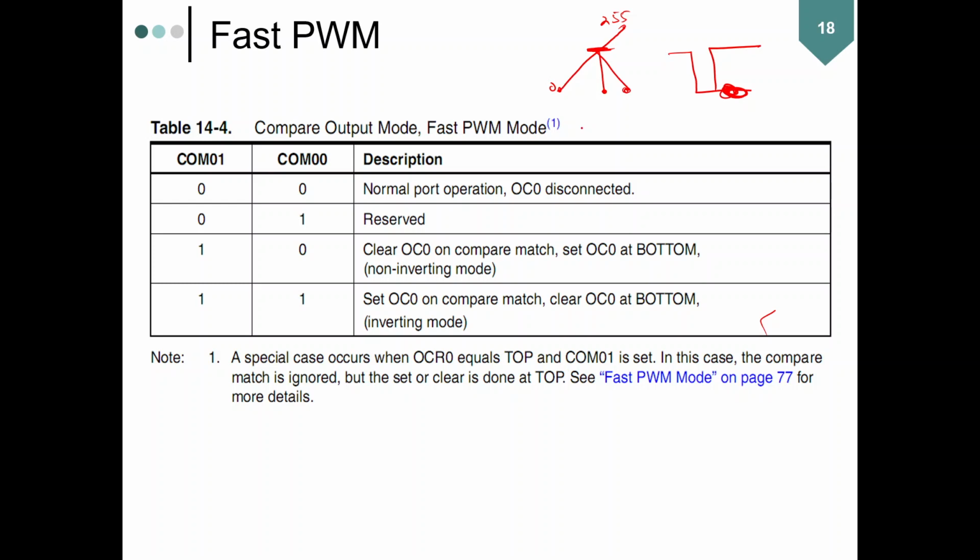This is called the non-inverting mode. The opposite is when COM01 and COM00 are set to 11: then the pin OC0 is set on the compare match, and it is cleared at the bottom. So this is the reverse. At the comparison it is going to go high, and once the timer reaches the bottom, it is going to get back to 0. So this is how it is functioning.